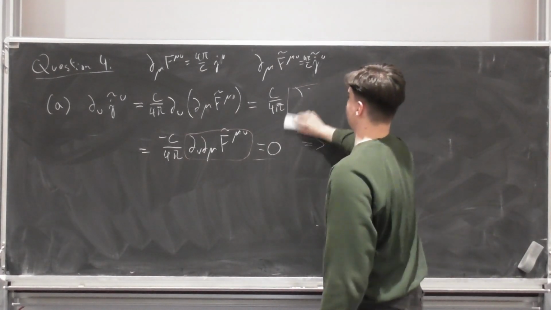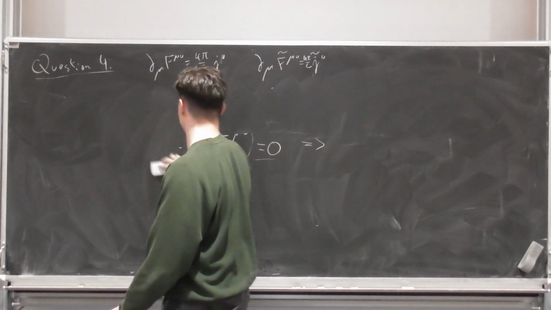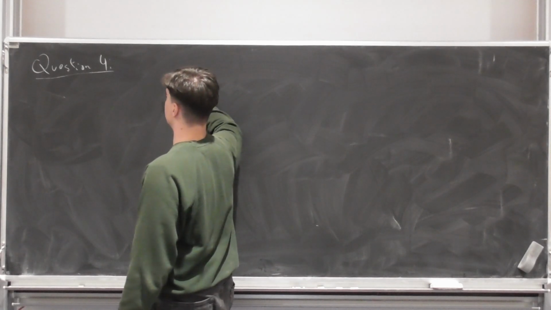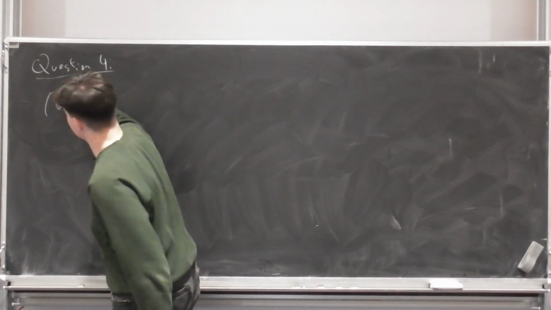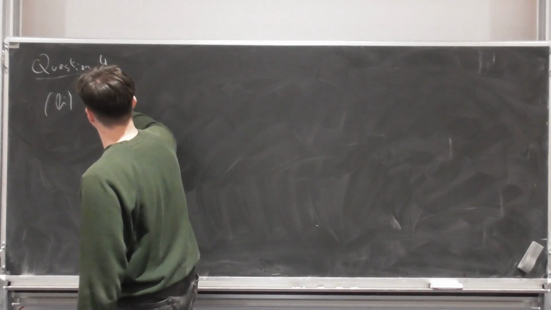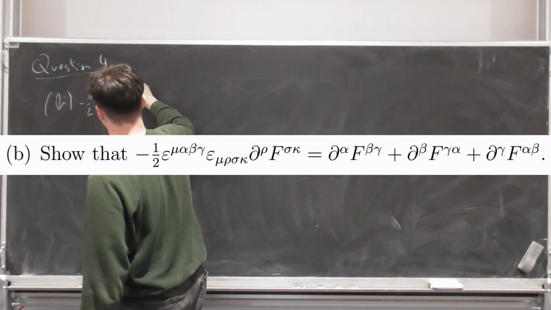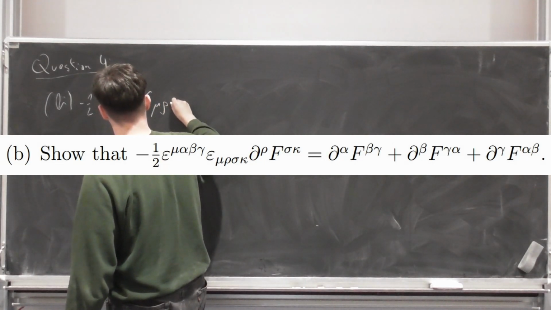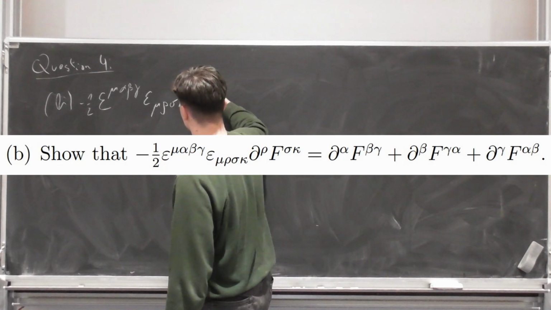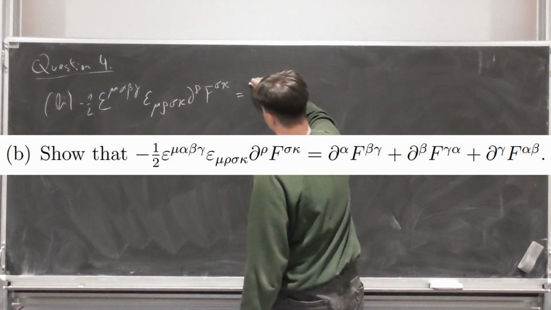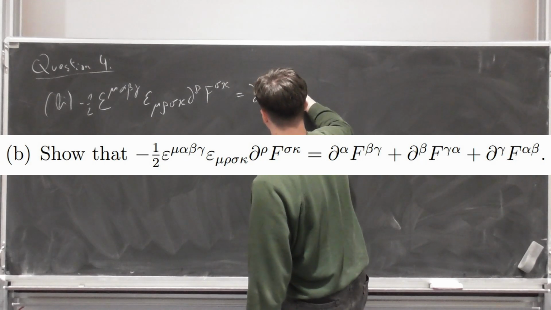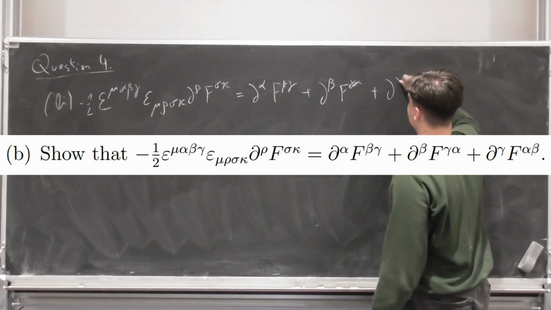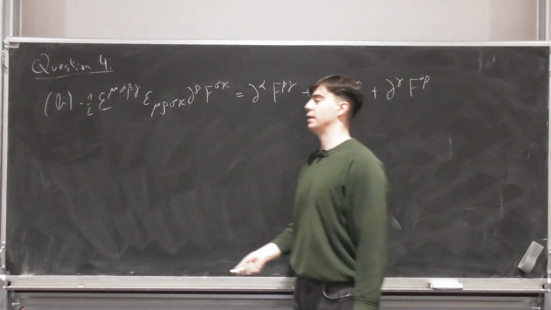And part B asks us to show this daunting identity, but we're going to do it in a kind of cheeky way. So part B asks us to show that minus 1/2 epsilon mu alpha beta gamma times epsilon mu rho sigma kappa times del rho f sigma kappa is equal to, I guess, del alpha f beta gamma plus del beta f gamma alpha, so just a cyclic permutation of the 3 indices, plus del gamma f alpha beta. So it's asking us to show this, right?